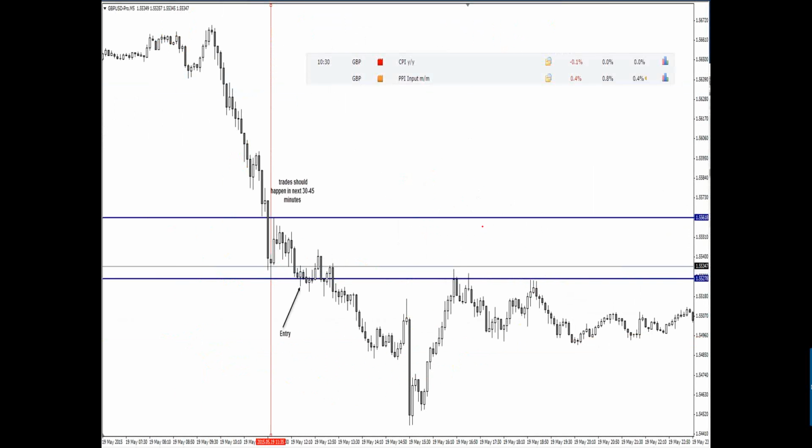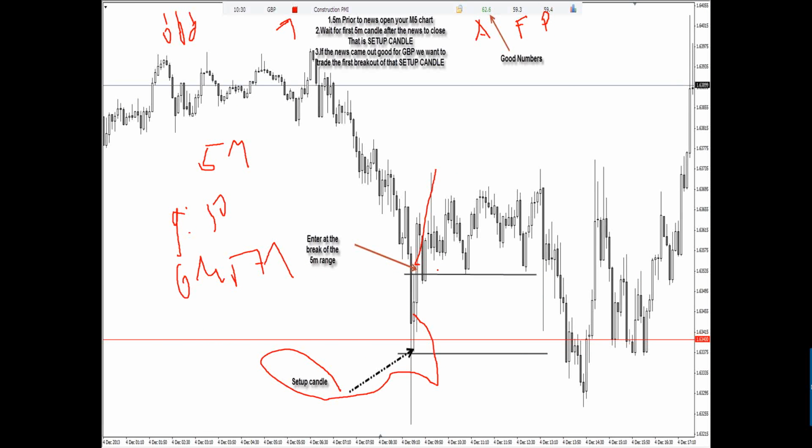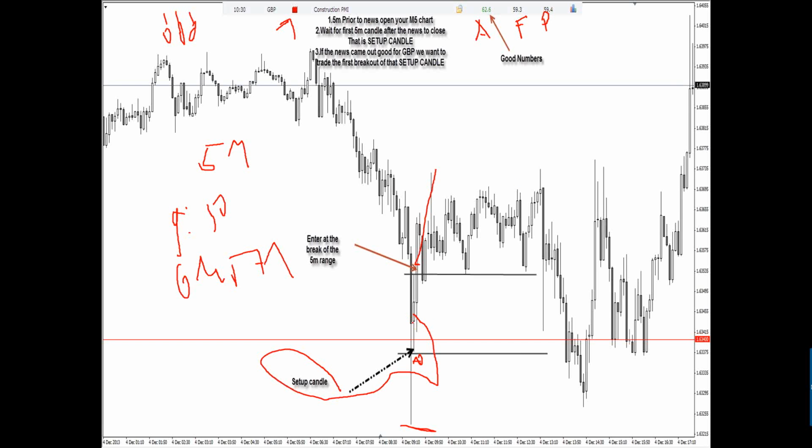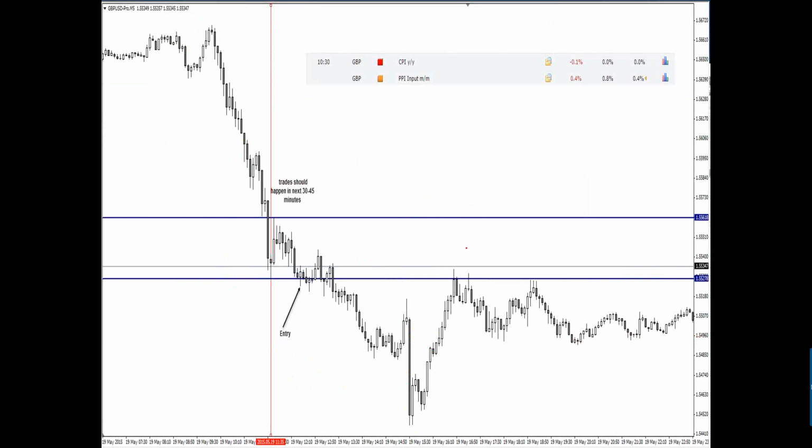Good profits, guys. So you can place your entry 5 pips below setup candle, or you can be conservative, as I said, and go 10 pips below setup candle or 5 pips below candle prior to setup candle. This was the candle prior to setup candle, so here or here you should put your stop loss. Okay? Let's see the next example.